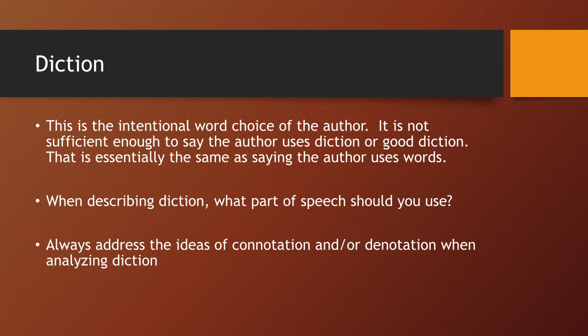Diction. This is the intentional word choice of an author. It is not sufficient to say that the author uses diction or good diction. That is essentially the same as saying the author uses words or good words. When you are describing diction, think about what part of speech you should use in conjunction with the word diction. Hopefully, you came to the word adjective.